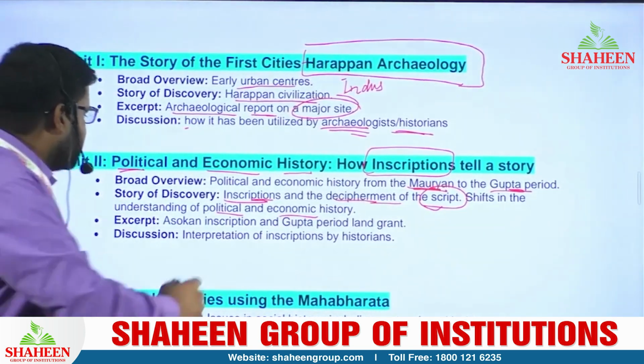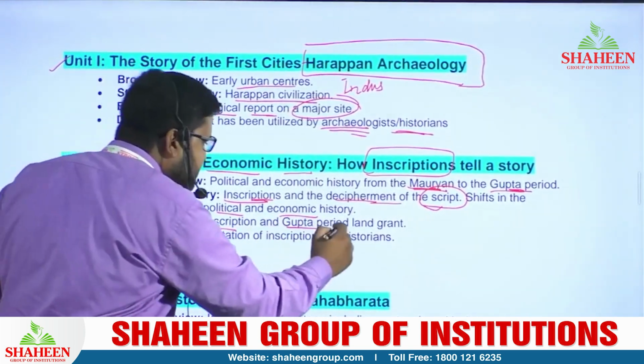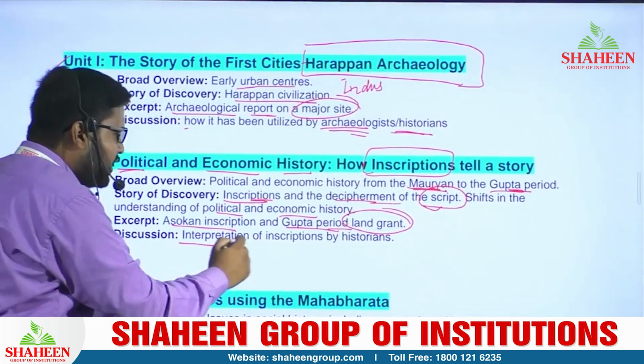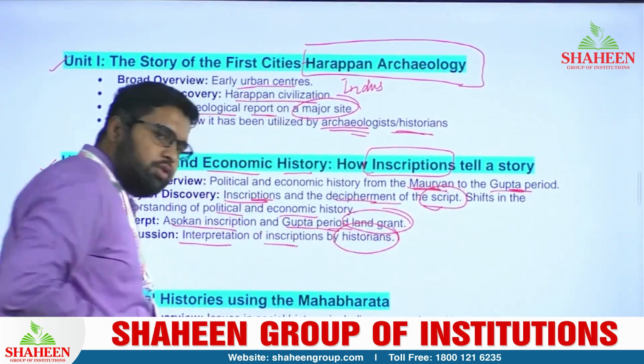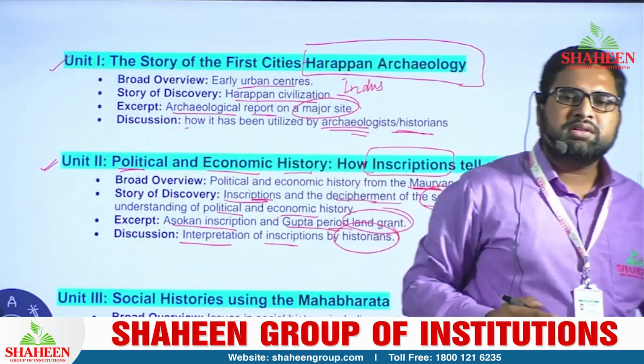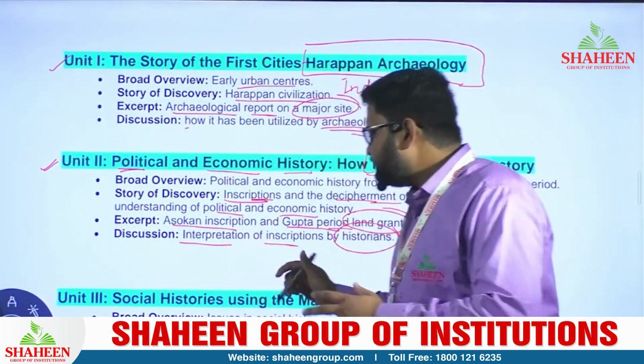So Ashokan inscriptions and also Gupta period land grants will be covered, along with the interpretation of inscriptions by historians. Okay, so all these inscriptions, how historians are using them, you will be understanding here.